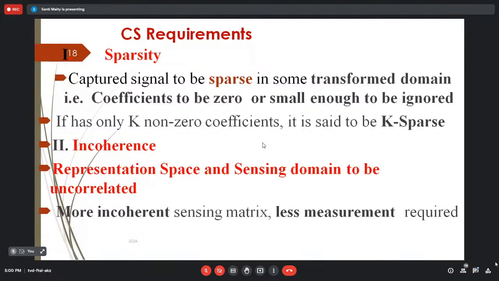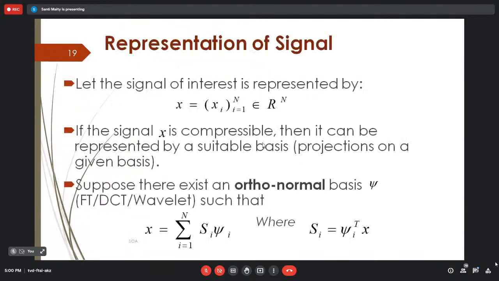You now go for a representation. You need to have a psi, the basis function, or the representation function, like your i, j, k in Cartesian coordinate space. That's the basis vector. Like your sine omega, sine 2 omega, sine 3 omega, cosine 2 omega, cosine 3 omega, which is the basis function in Fourier representation space. You have to look for some representation space, and I say this representation space is psi.